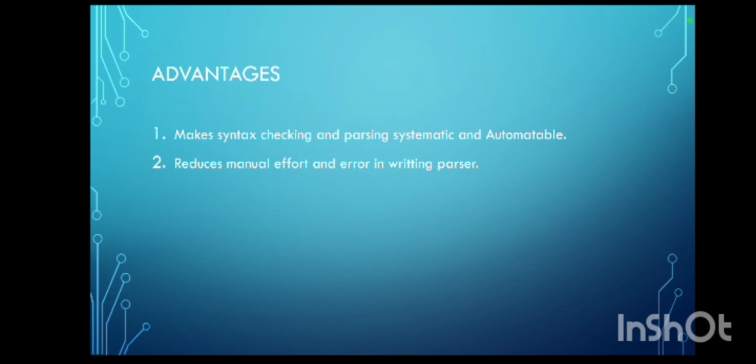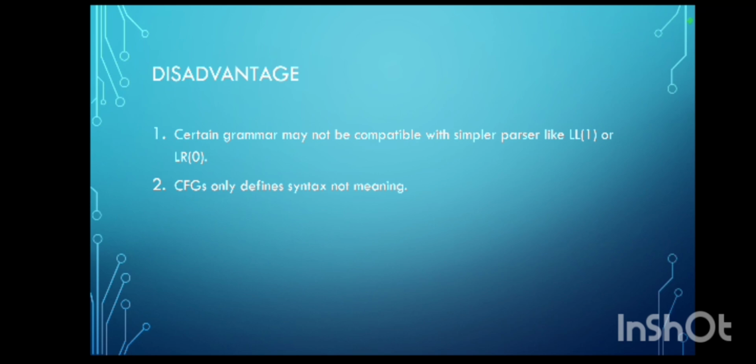Advantages are given here. First one is makes syntax checking and parsing systematic and automatable. Second one is reduces manual effort and error in writing parser. Disadvantages are given also. First one is certain grammar may not be compatible with simpler parsers like LL1 or LR0. Second disadvantage is that CFGs only define syntax, not meaning. CFGs are context free grammars, so they define syntax only, not meaning.